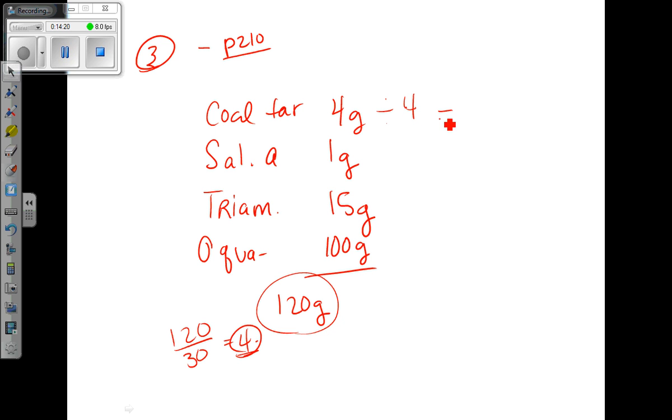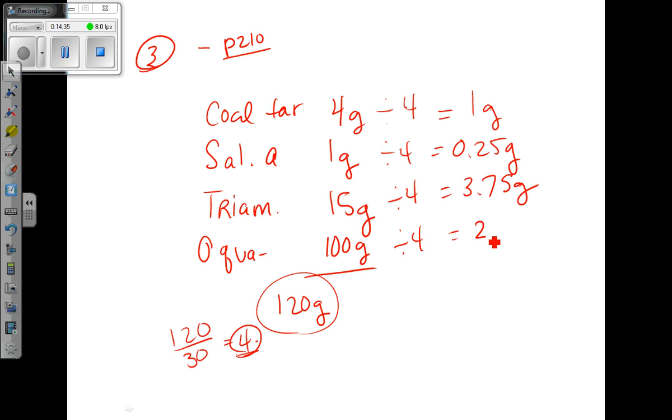So 4 divided by 4 would be 1 gram. 1 divided by 4 is going to be 0.25 grams. 15 divided by 4 would be 3.75 grams. And 100 divided by 4 would be 25 grams. So this is how much of each ingredient you would need to fill the 30-gram jars.